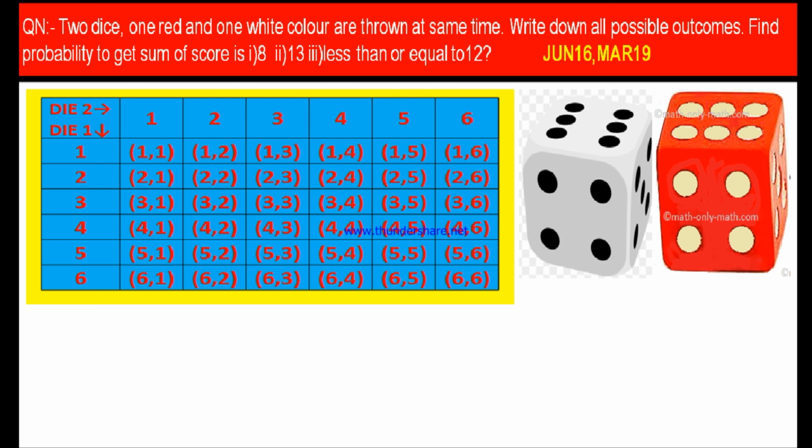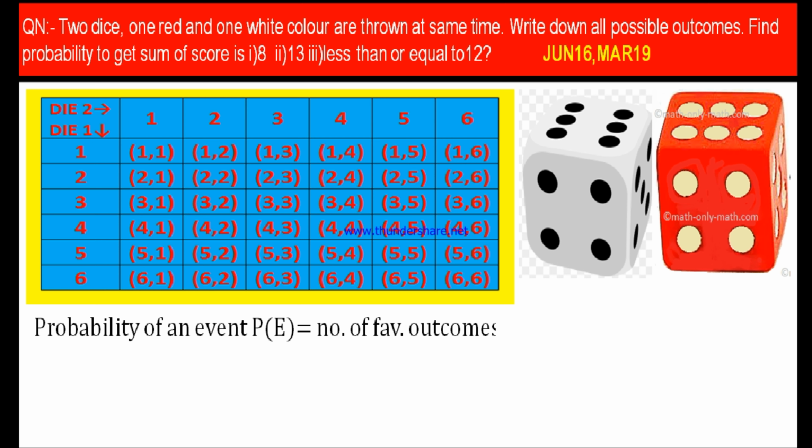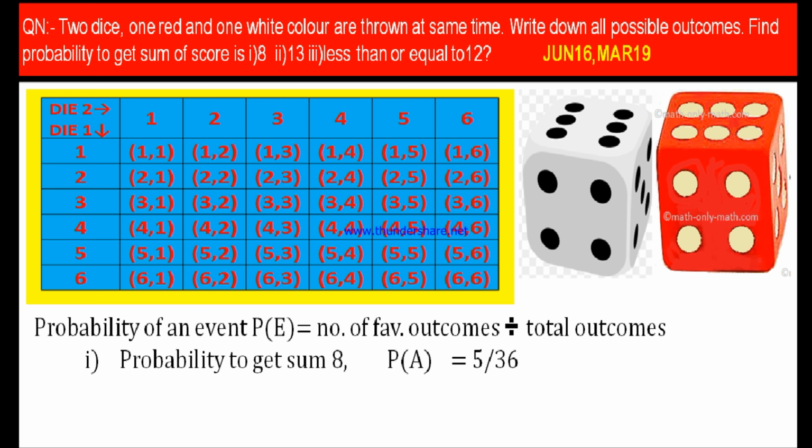Now, here the question is, we have to find the probability. Therefore, let us write the formula for probability. Probability of an event, P of E, is equal to the number of favorable outcomes by the total number of outcomes. Here is the first bit. Find the probability to get sum 8.